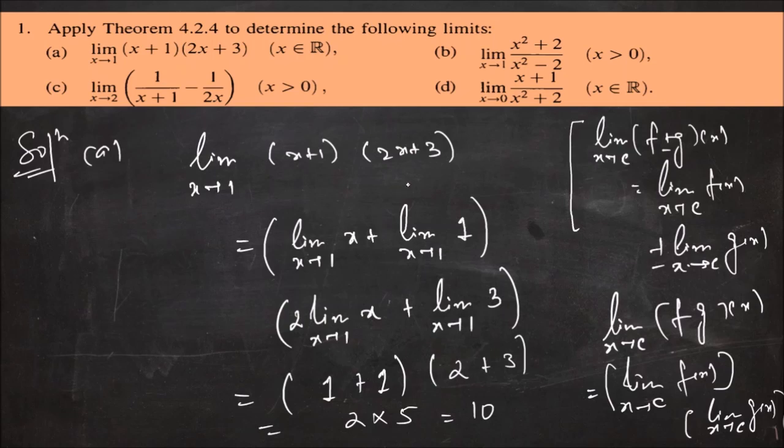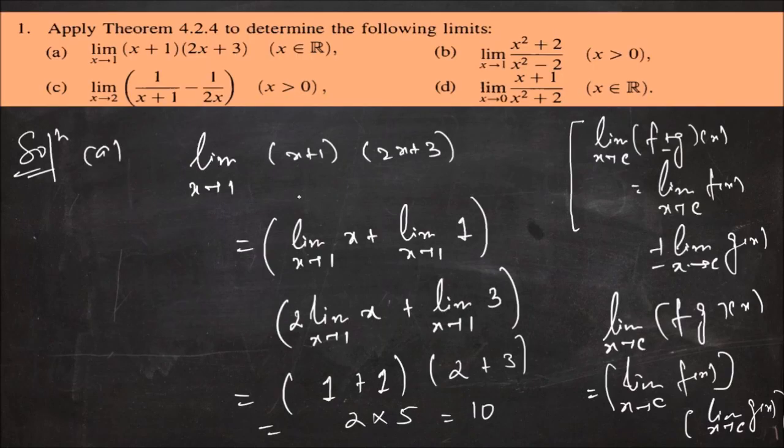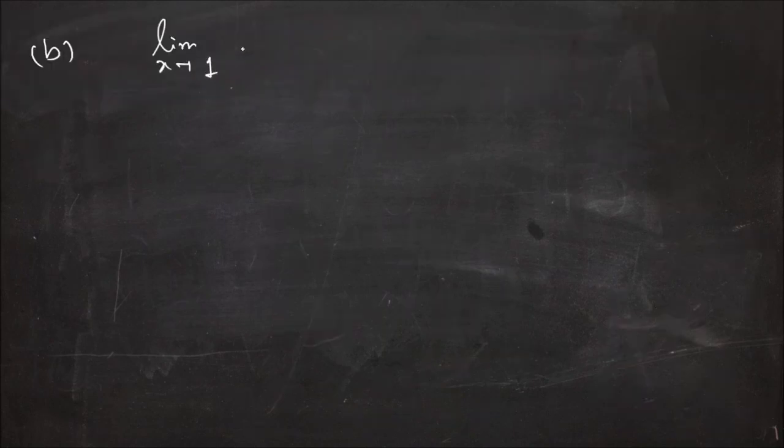So this is how you need to apply theorem 4.2.4. You have to take the limit separately for each case. Now let us go to the next question, which is part B, which is limit x tends to 1 of (x square plus 2) upon (x square minus 2). So for this, let us start with part B. We have to find limit x tends to 1 of (x square plus 2) upon (x square minus 2).